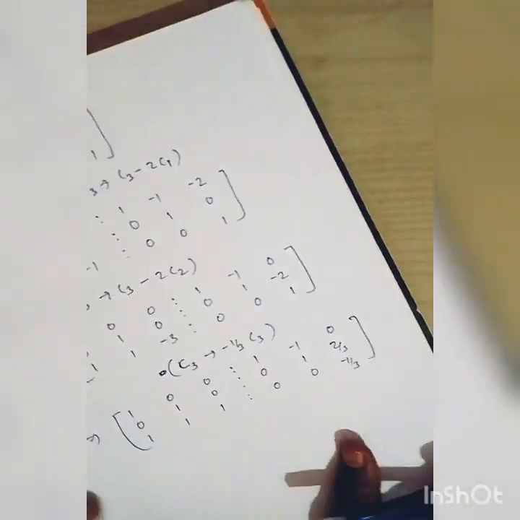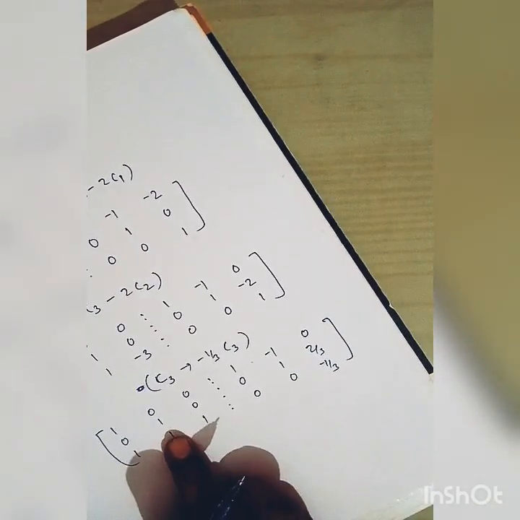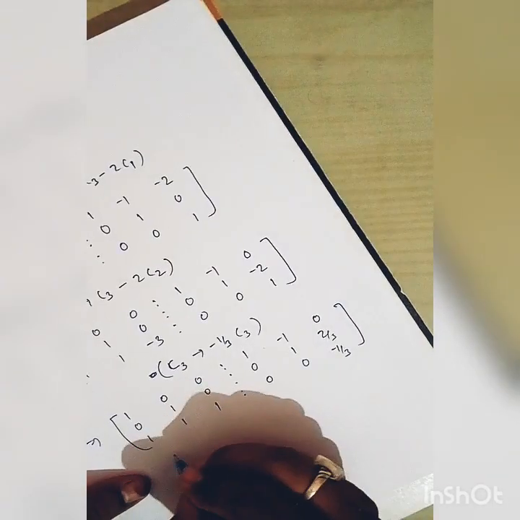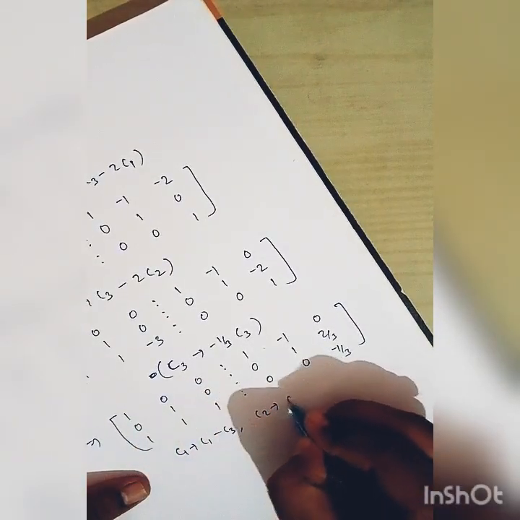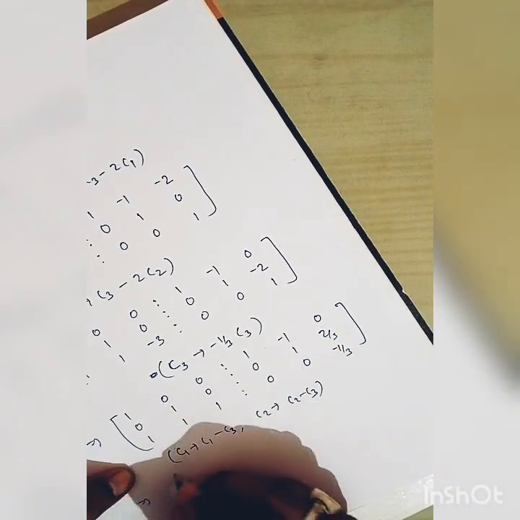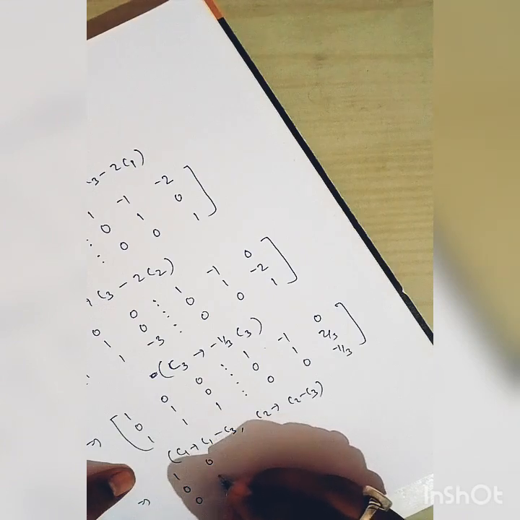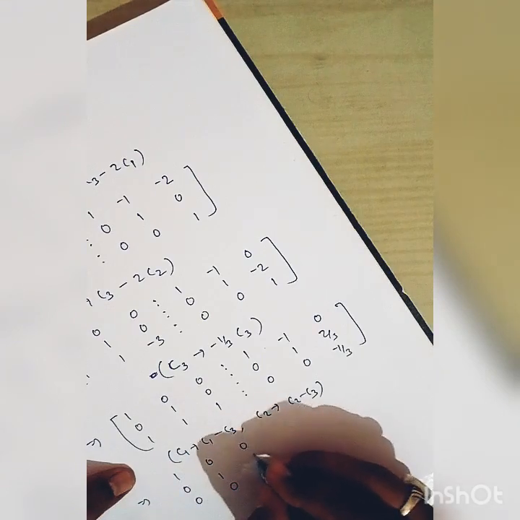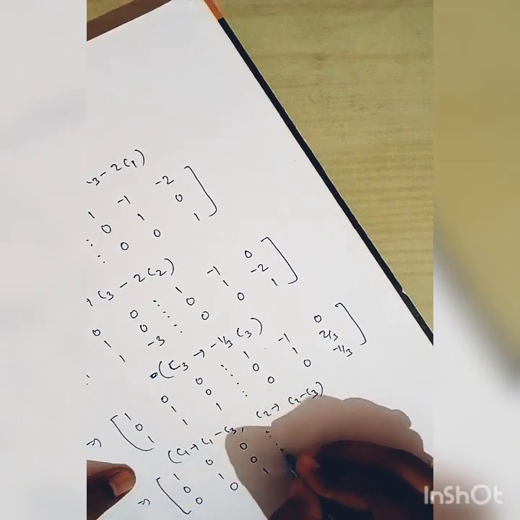Again we have to reduce this and this to 0 using this 1. So column 1 is replaced by column 1 minus column 3, and column 2 is replaced by column 2 minus column 3. So it is 1 0 0, 0 1 0, 0 0 1. Left side complete, go to right side.